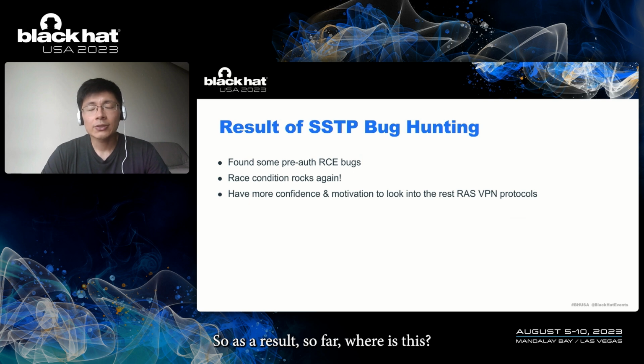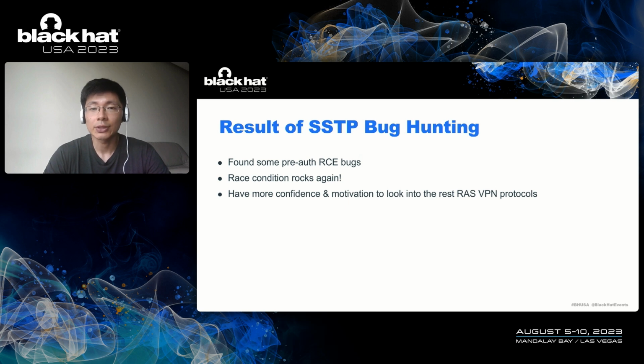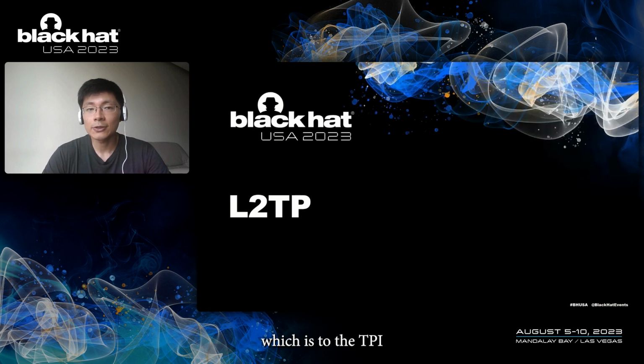So the results of our SSTP bug hunting are quite good. We found a lot of bugs, and the race condition rocks again, and we are already prepared for the next Windows RAS protocol, which is L2TP.